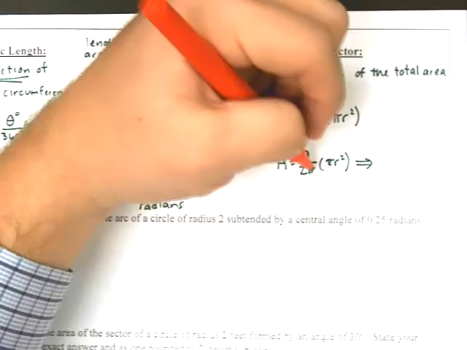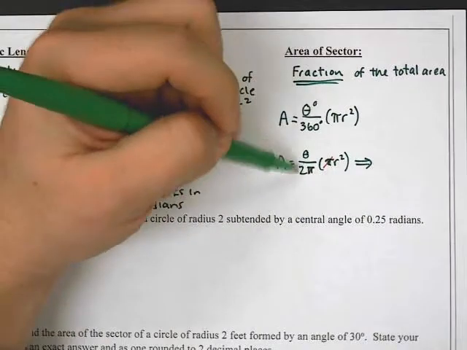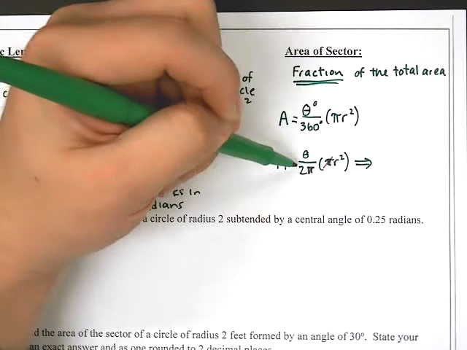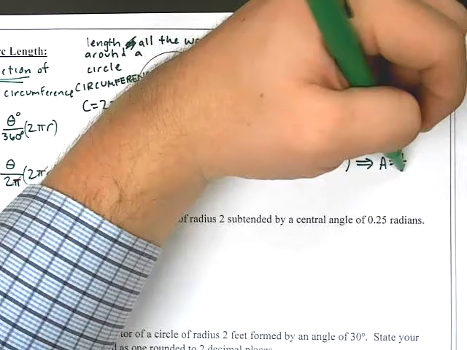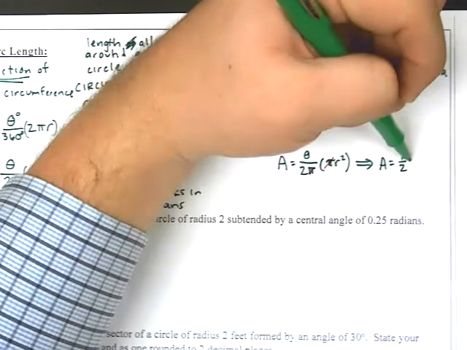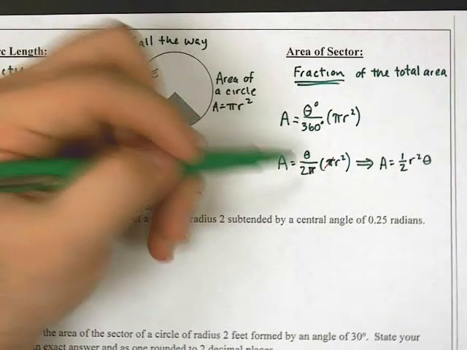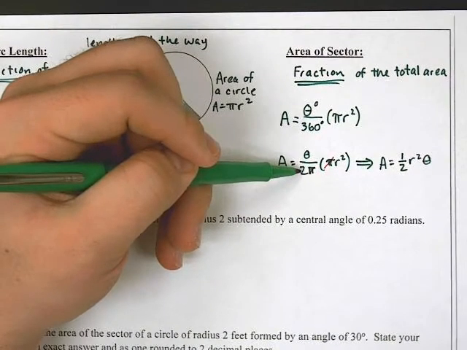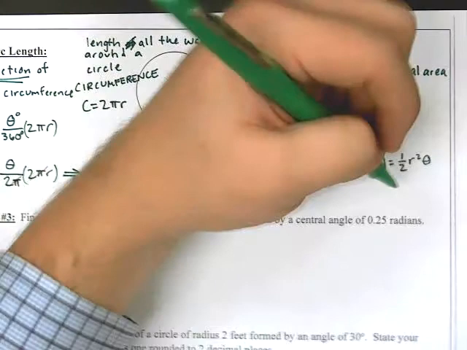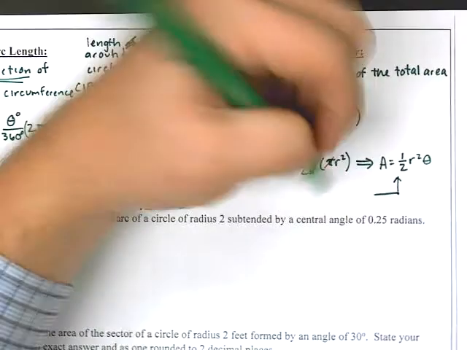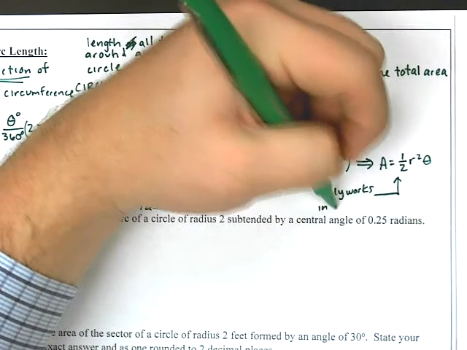I can cancel out the pi's if I wanted to, which means I then have a fraction, right? 1/2. So I would say area equals 1/2 r squared, and then there's my theta at the end. Again, 1/2 comes from this 2 in the denominator, times r squared times theta. Now, and again, I will make this note just so we remember, only works in radians.